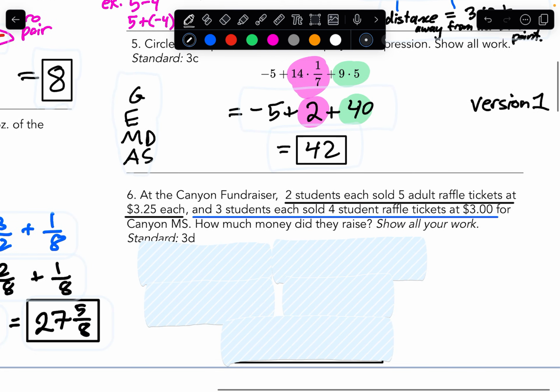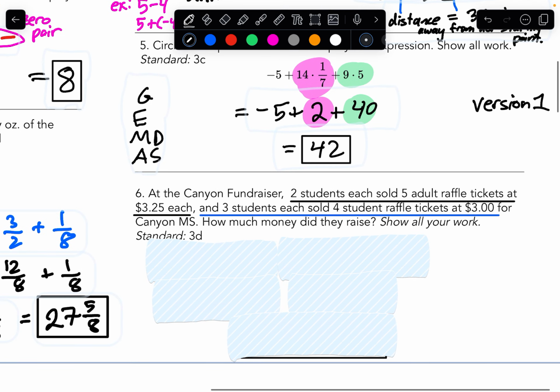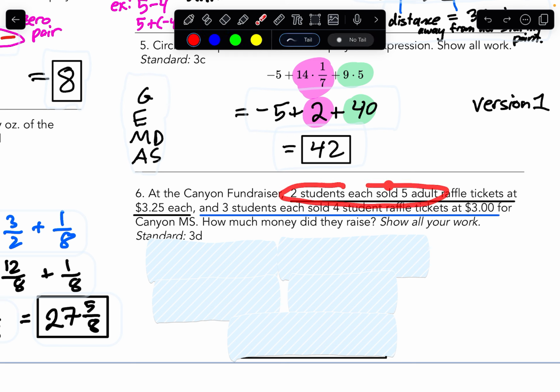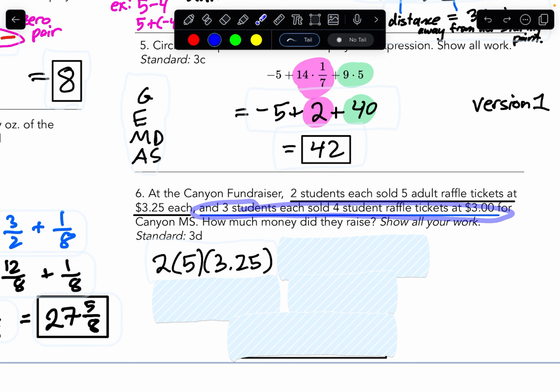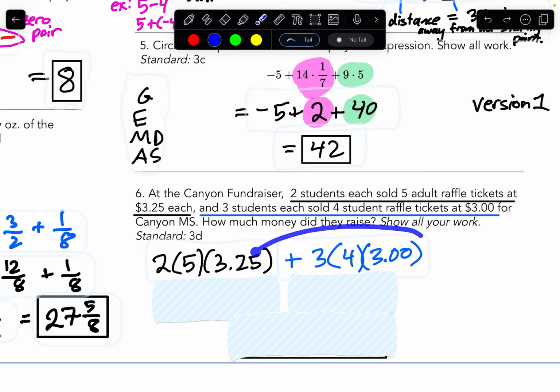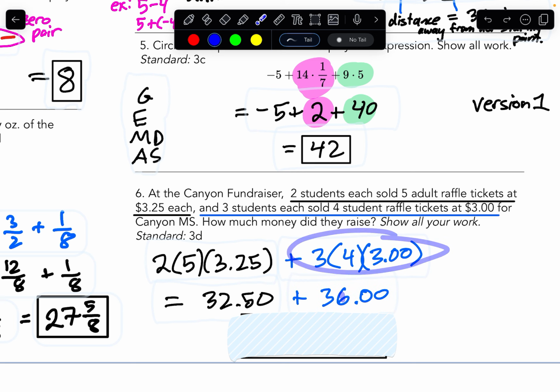Okay. Number 6. This one is a fundraising problem. There are students that are going to be selling multiple tickets. That means we're going to be multiplying a lot. So 2 students sold 5 tickets at $3.25 each. Multiply those 3 numbers. In blue, we have 3 students sold 4 tickets at $3 each. And we're going to need to add that up as well after we multiply. All right, we're going to get $32.50 for that first one. And for this multiplication, we get 36.